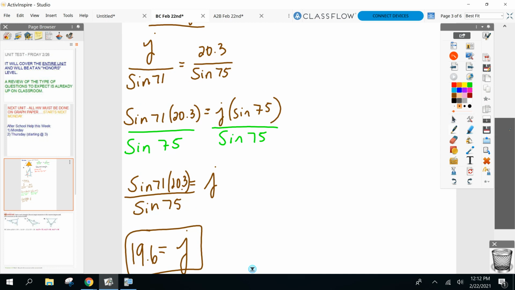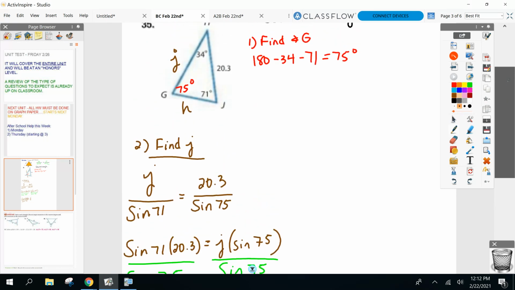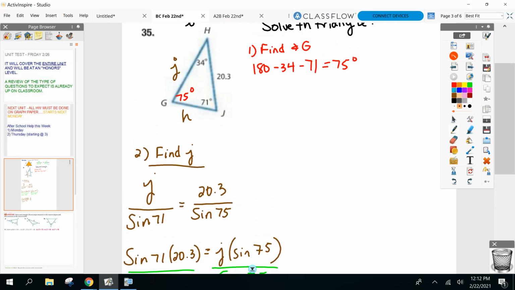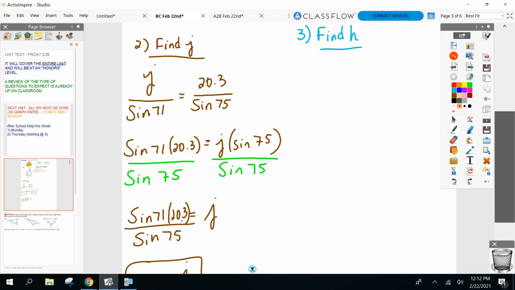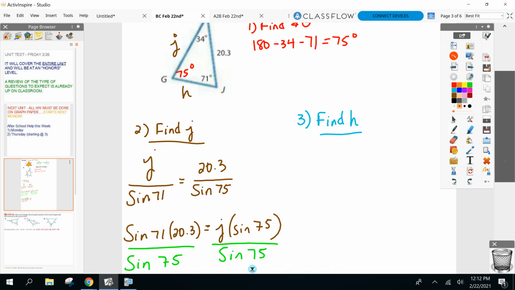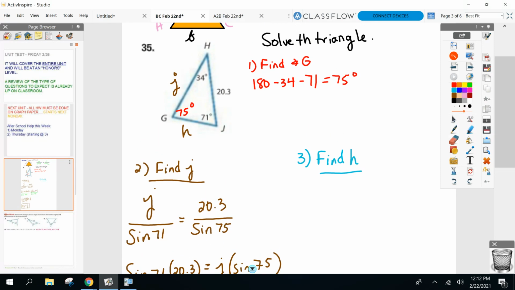I'm not going to actually find the final answer, but I at least want to set it up with you guys. All right, help me find H now. Somebody correct my incorrect statement here. Oh, well, we know two sides already. 20.3, and we just found J was 19.6. Let's do Pythagorean theorem, everyone. What's the problem?